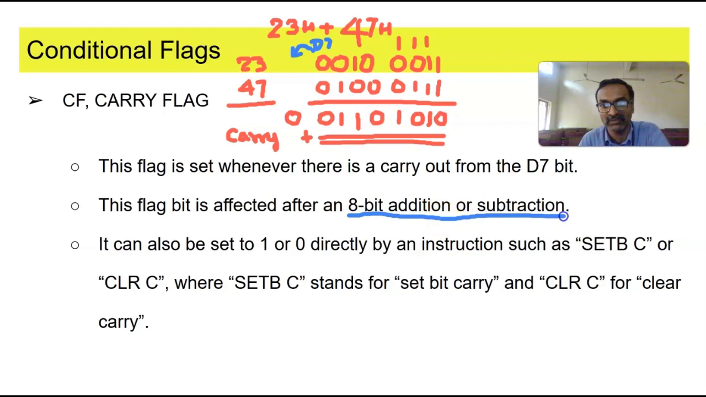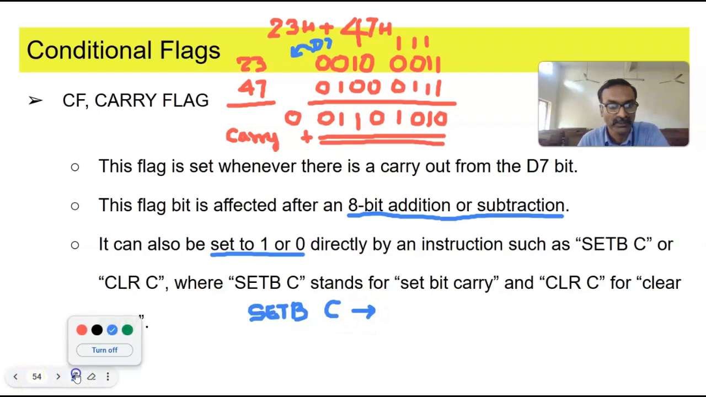Remember, when is the carry flag set? It is affected after an 8-bit addition or subtraction. And you can also set this carry to be 1 or 0. So how can you do that? You can use the command SETB C, set bit C. That means this C stands for the carry bit CY.